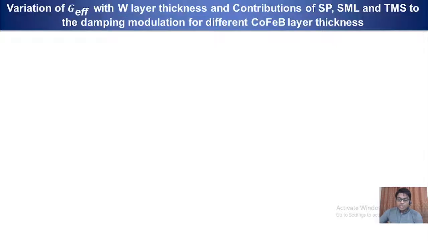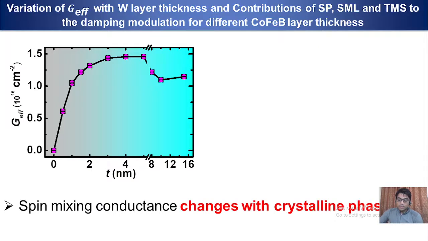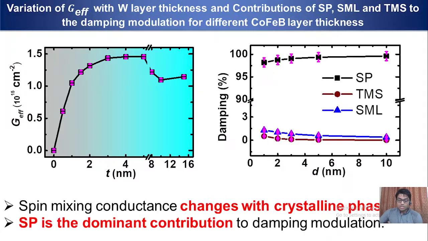Other than this, we have studied the variation of effective spin mixing conductance with the phase of the tungsten, which shows a distinct transition with the crystal phase of the tungsten. Also, we have obtained a dominant spin pumping contribution to the damping modulation in comparison to that of the spin memory loss and the 2-magnon scattering contribution.